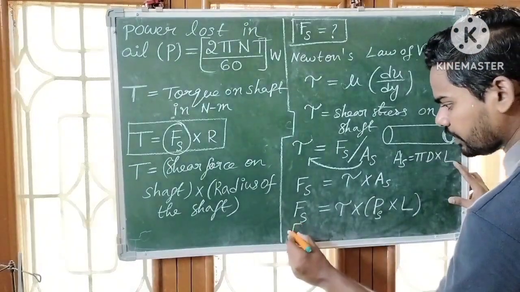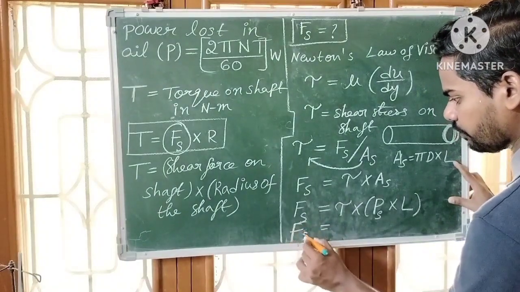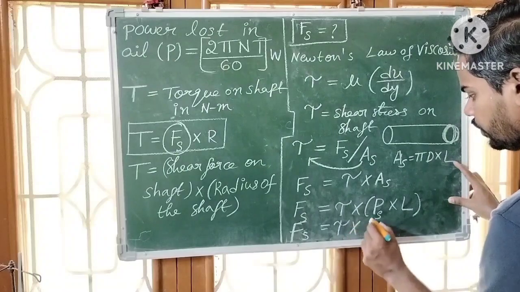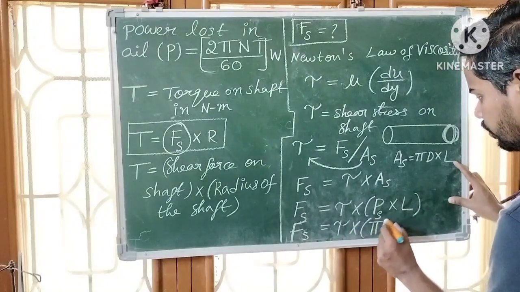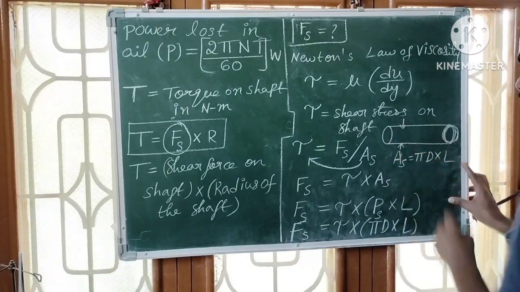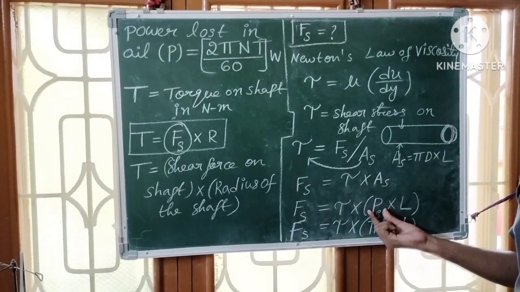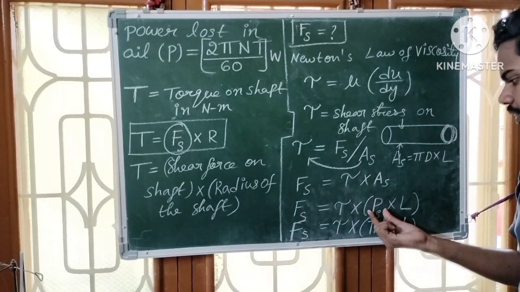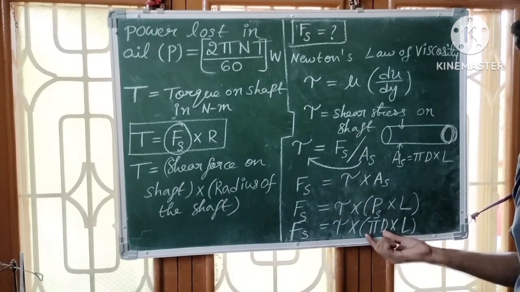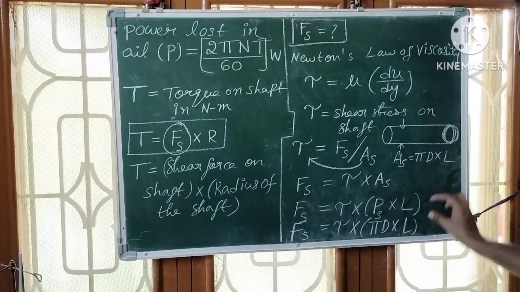So Fs, at final, what is the formula for shear force on the shaft? Fs is equal to tau into pi d into L. What is pi d? Here d means the diameter of the shaft. This is the perimeter of the circle, pi d or 2 pi r, because the shaft cross section is a circular cross section, and L is the length of the sleeve.